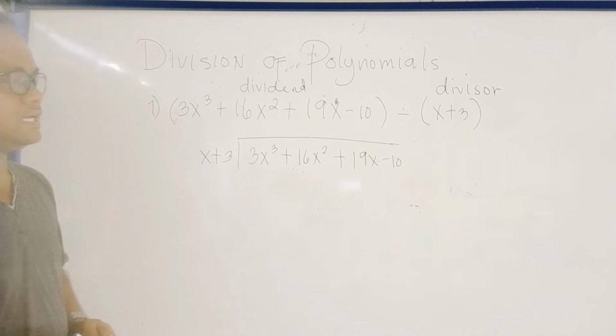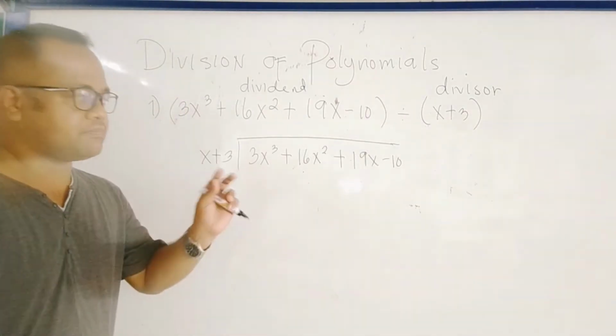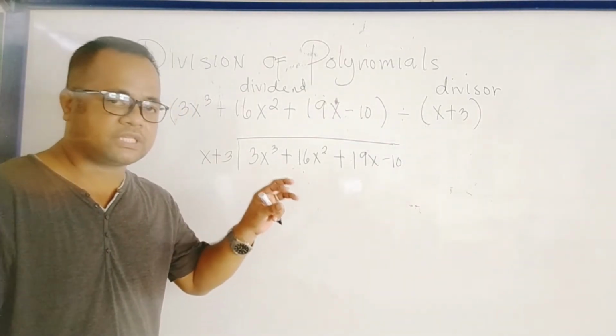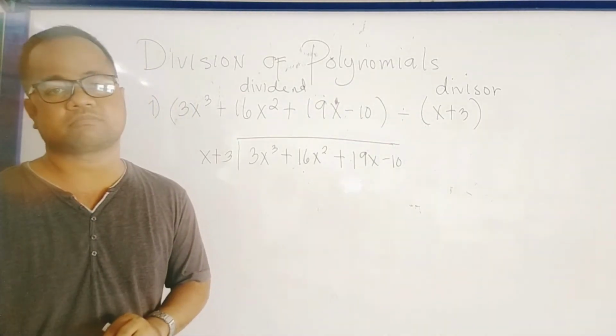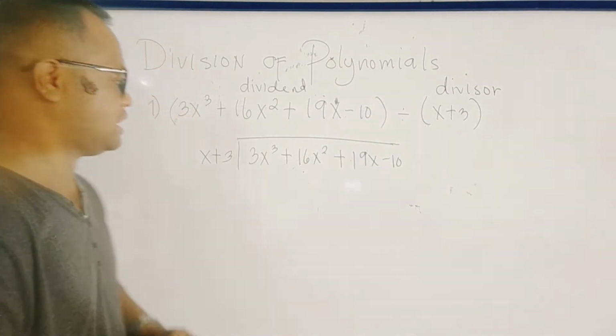Another thing you have to remember is that if there is a missing exponent, you have to insert it using the 0 coefficient. Later, I will give an example about that. Okay, so let's start.